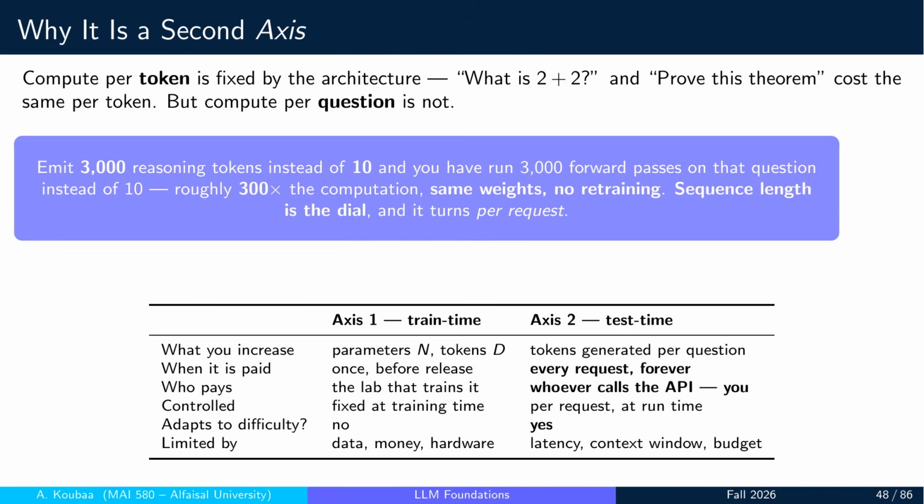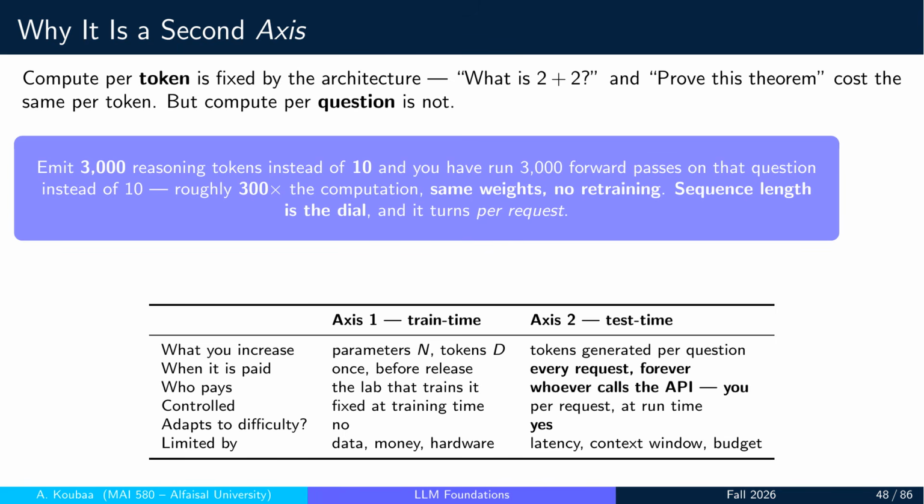Read the box and do the arithmetic with me. Emit 3,000 reasoning tokens instead of 10, and you have run 3,000 forward passes on that question instead of 10. That is roughly 300 times the computation. Same weights, no retraining. Sequence length is the dial, and it turns per request.